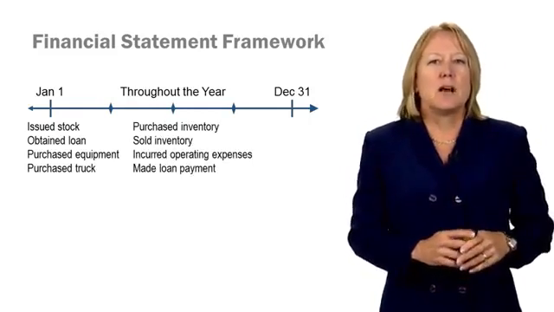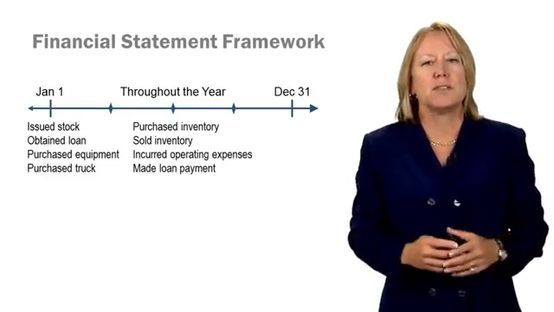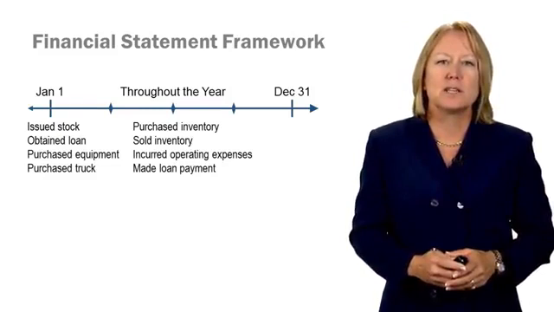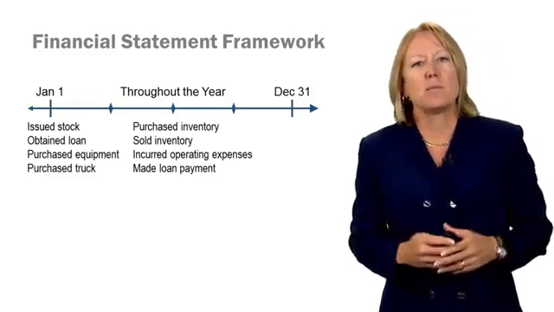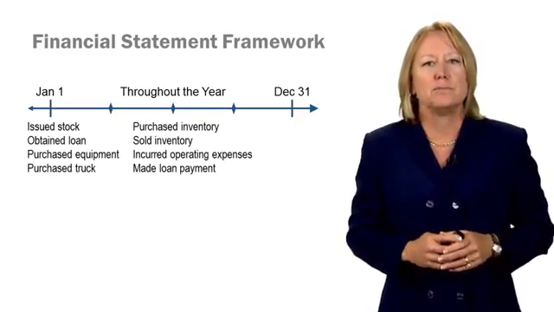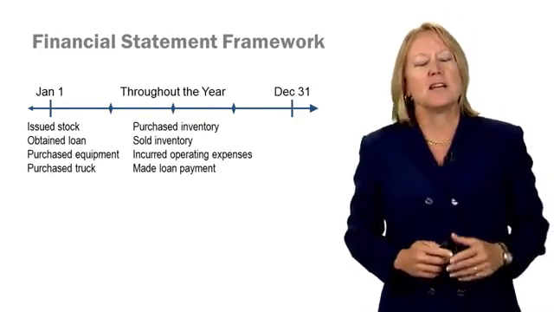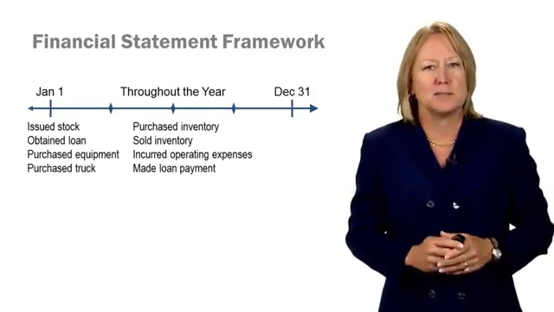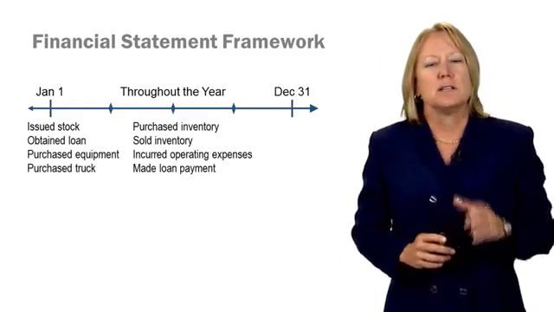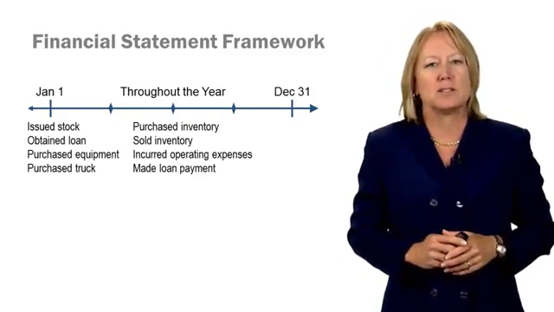Throughout the year, the company purchased inventory of plants and shrubs and things like that to sell to its customers. It sold that inventory to its customers. It incurred some operating costs, operating expenses, and it made a payment on that initial loan. All of these things are transactions that Mary Jo needs to record in the books. Then at December 31st, she's ready to prepare the financial statements after she's recorded these transactions.